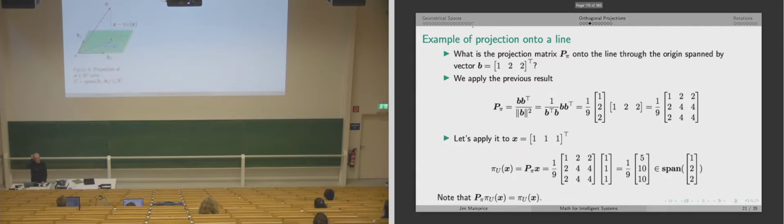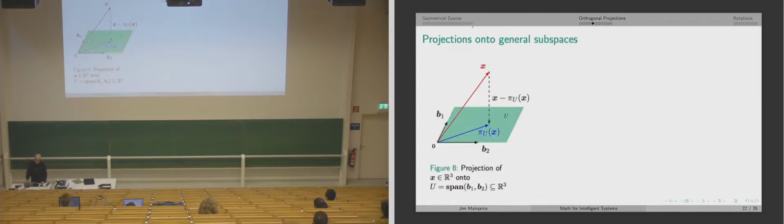Okay, so now the question is, how do we move on to projections onto general subspaces. So we have a vector that we've called x now, and we want to project it onto some subvector space that has a basis of two vectors. So it's a two-dimensional vector space, and it's a subvector space of R3.